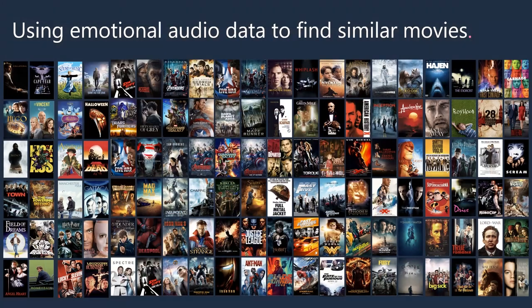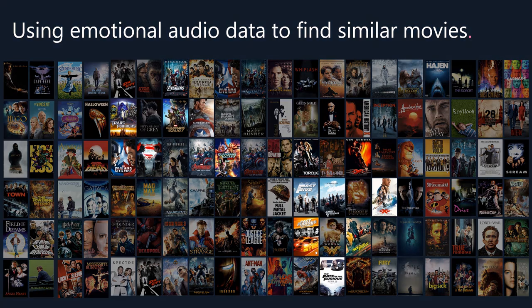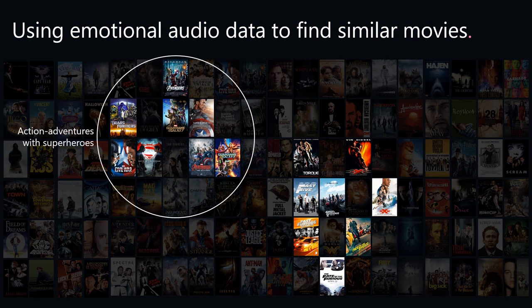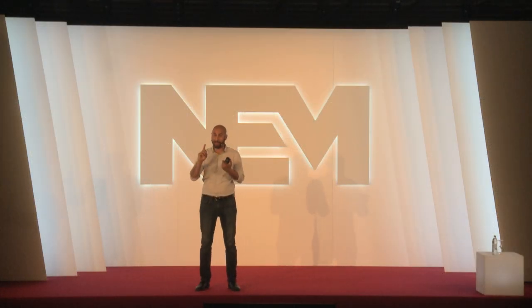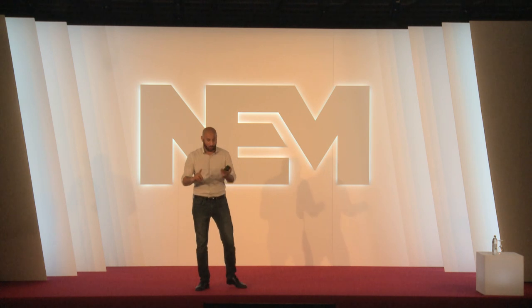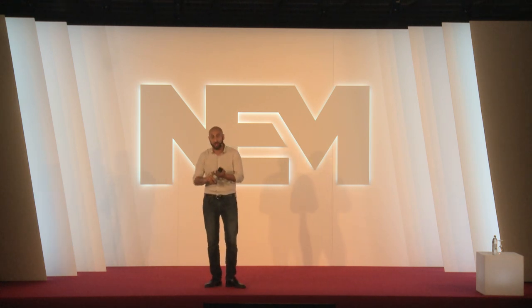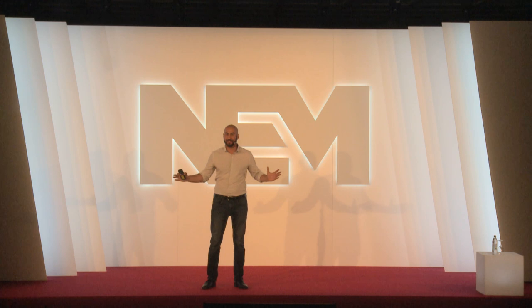3,000 movies, and out of those 3,000 movies, by just doing emotional analysis on the audio, we were able to cluster together all the superhero action-adventure movies, like Marvel movies. We had Avengers 1, 2, and 3 positioned as the most emotionally similar movies out of 3,000 movies. And we didn't know anything about the movies. We didn't have the metadata, which means that we didn't know the titles, we didn't know the director, we didn't know the genre. We had no clue what these titles were.